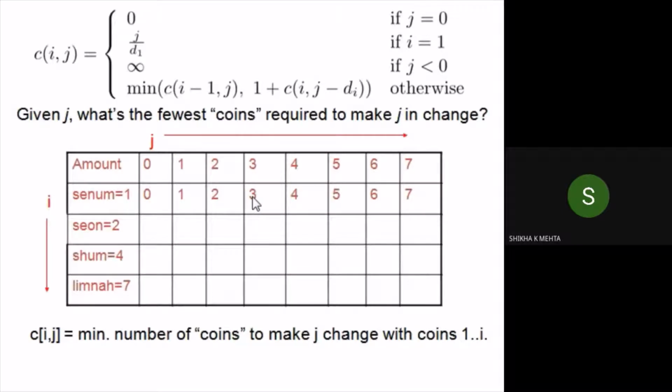Here the same formula is given. Given j, what is the fewest number of coins required to make j in change? Here we have written the amount. The problem is that we have taken the maximum amount as 7, so we are looking for a total of 7. And then what are the various denominations of the coins that we have? We have 1, 2, 4, and this is 7.